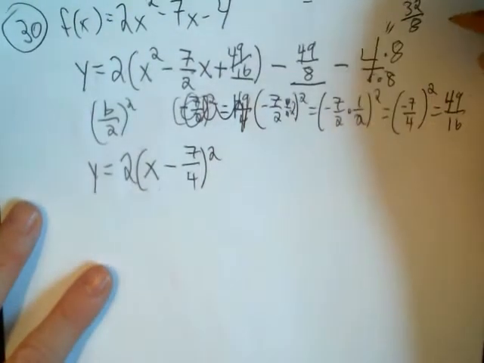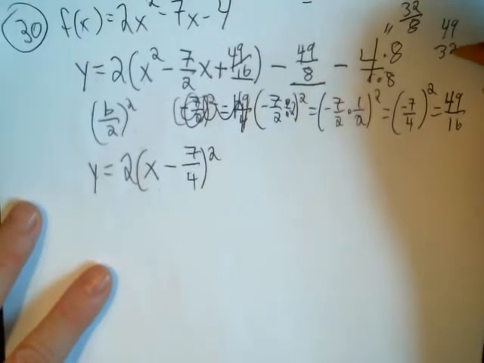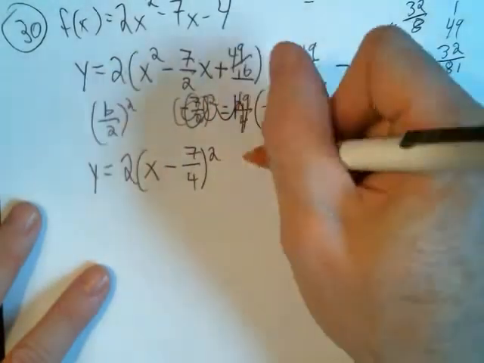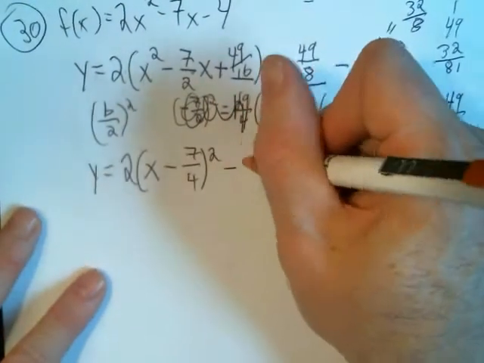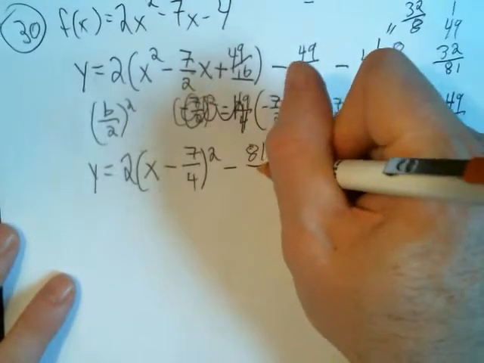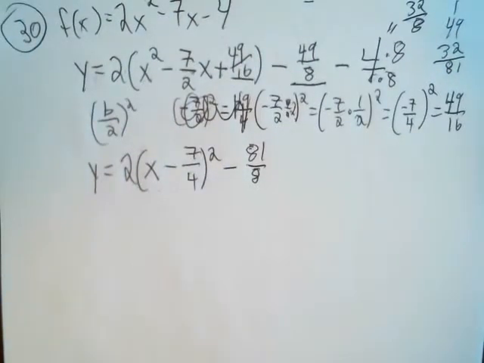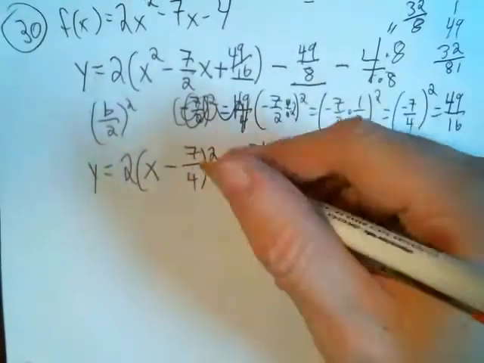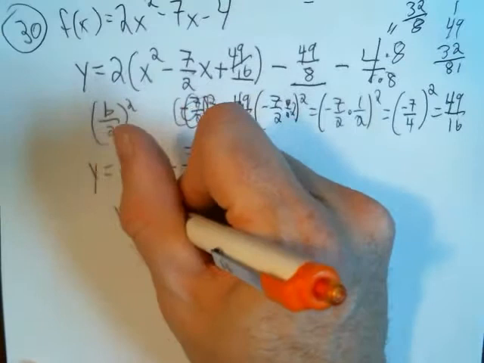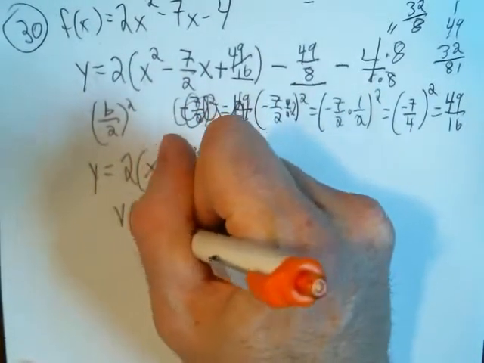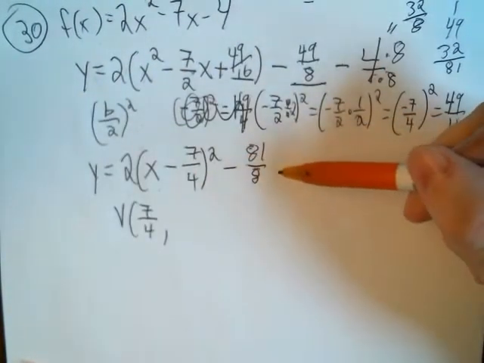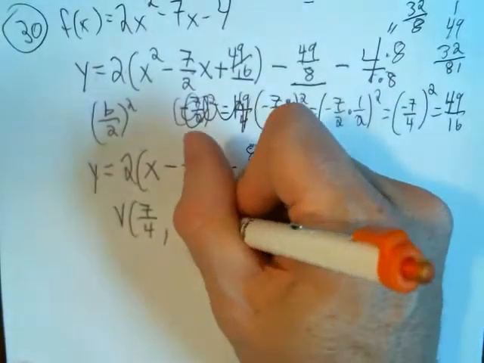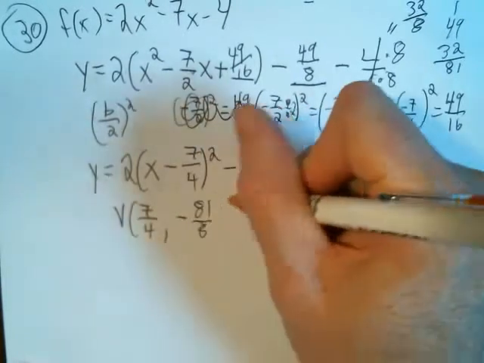Okay. And then 49 plus 32, 19, 1, 4, 5, 6, 7, 81/8. So minus 81/8. Okay. And then we could read the vertex off, or if you'd rather, you can shift around to get to it. So this is a right shift by 7 fourths. That'll give you an x coordinate of 7 fourths. And this will mean move down 81/8. Okay, so we'll have negative 81/8 for that.